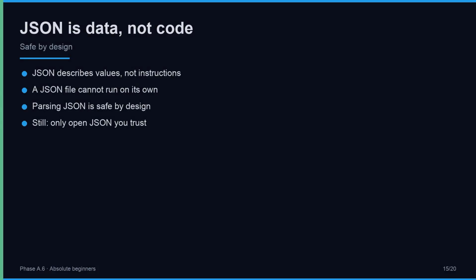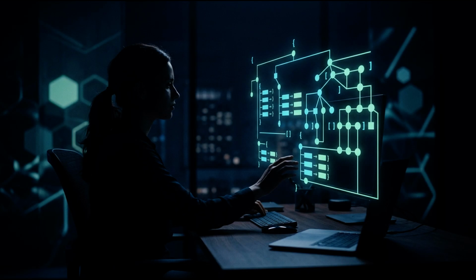One important note: JSON is data, not code. A JSON file describes values, but it contains no instructions and cannot run on its own. Parsing JSON is safe by design. Reading it will not execute anything. That said, you should still only open JSON from sources you trust, because the data might be misleading or large. But you never need to worry about a JSON file running commands on your machine. Safe by design.